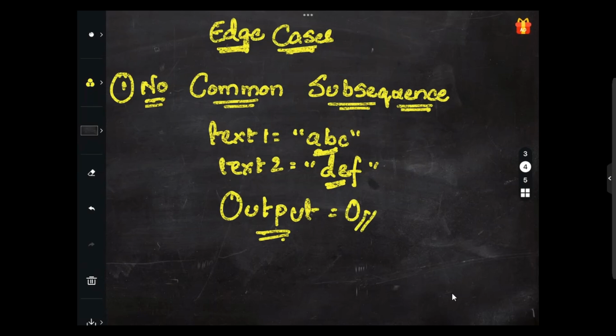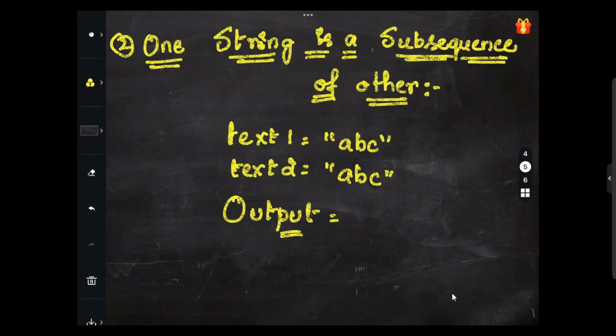The next edge case I'll be going with here is one string is a subsequence of the other. When I say one string is a subsequence of the other, text 1 is ABC and text 2 is ABC. The output will be 3 in this case because we have the same characters. A matches A, B matches B, C matches C here. So the output will be 3 in this case. LCS is ABC itself. So I hope this is clear.